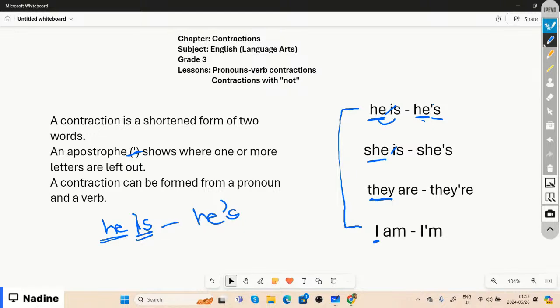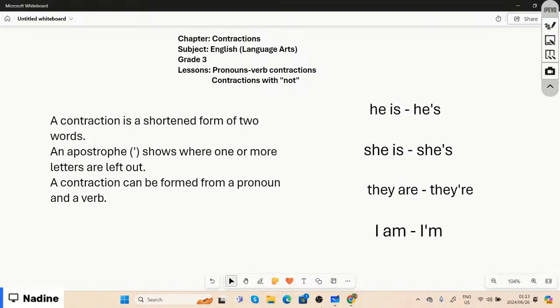And we said our contractions have our pronouns, which are he, she, they, I, and we have our verb. But with the verb, we're going to leave out a specific letter or letters, and then we add the apostrophe and the rest of our letters. Yes, that is correct. So the word "wouldn't."